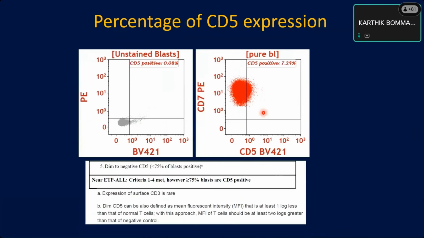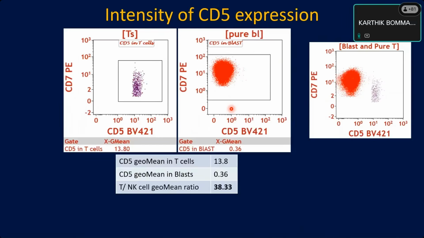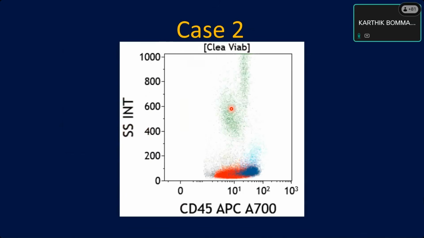So the criteria apply here. For a dim or negative CD5, less than 75% of blasts should be positive, right? So here only 7% of blasts are positive, which means that CD5 is negative. So this is a diagnosis of your ETP-ALL. So we had a T lineage oriented cell which had CD34 expression, CD117 expression, and CD5 negativity. We call it ETP-ALL.